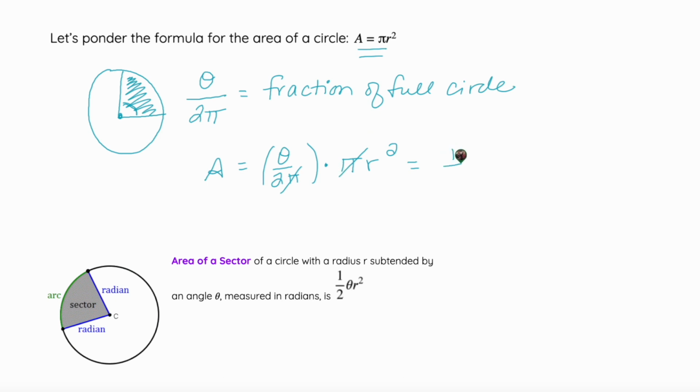Thus, we can find the area of a sector by taking half times our degree value, our theta, times r squared. So the full definition, the area of a circle, can be found with a radius r drawn out by an angle, theta, measured in radians. So let's put this to work with an example.